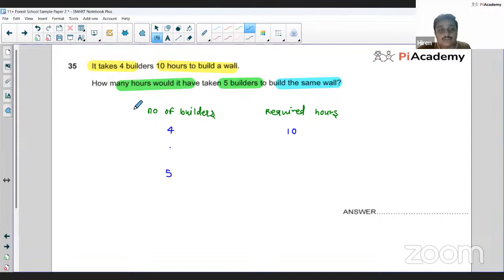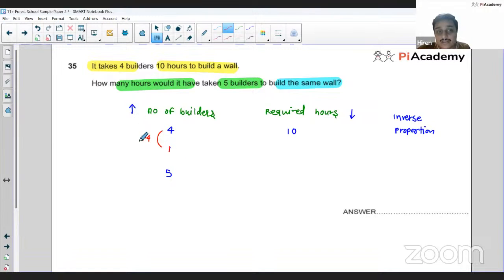So first thing, if you increase the number of builders, then the required hours will decrease, right? If one quantity is increasing and another quantity is decreasing, it means what? This is inverse proportion, right? So this is the case of inverse proportion. If it is inverse proportion, then let's go for 1, okay? If I keep just one builder, I have to divide by 4, so I will get 1.